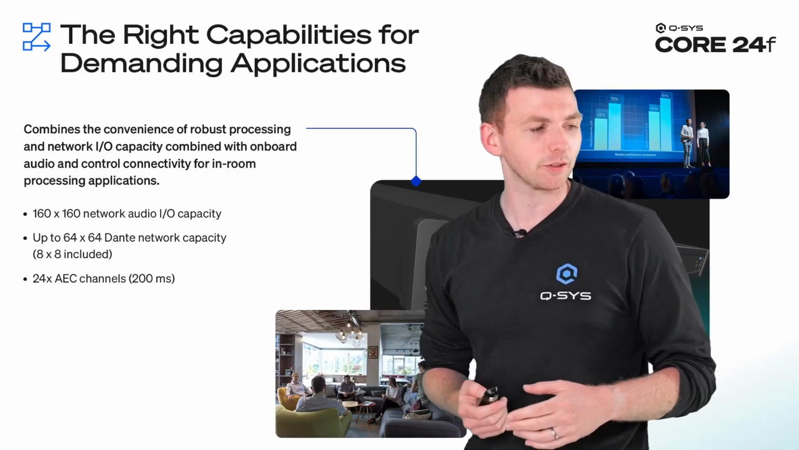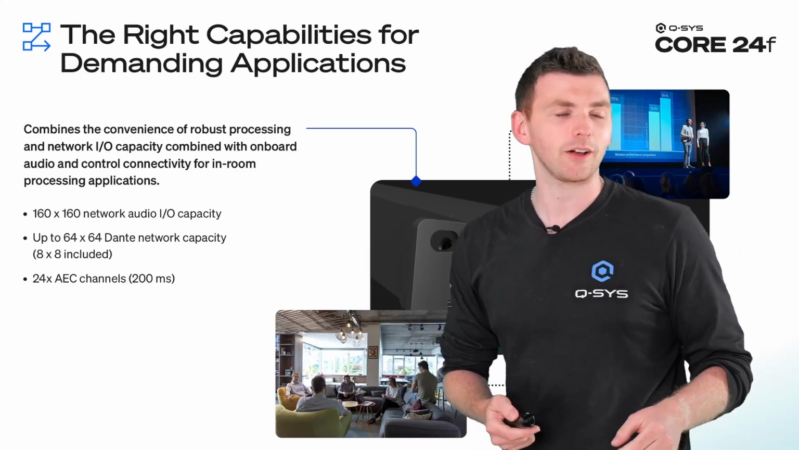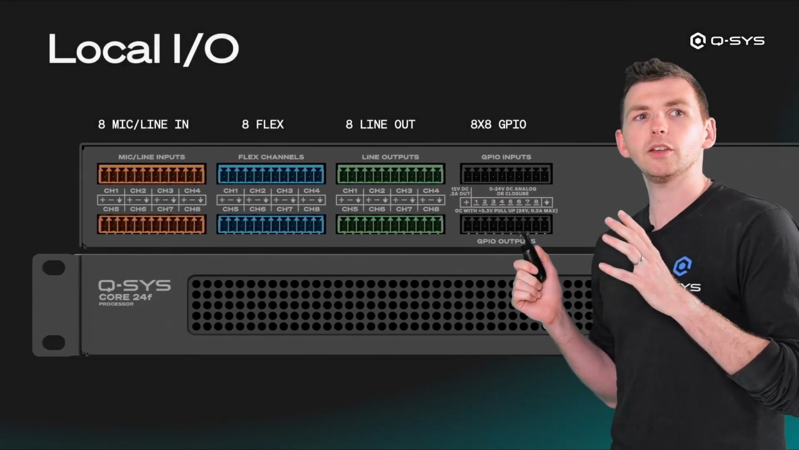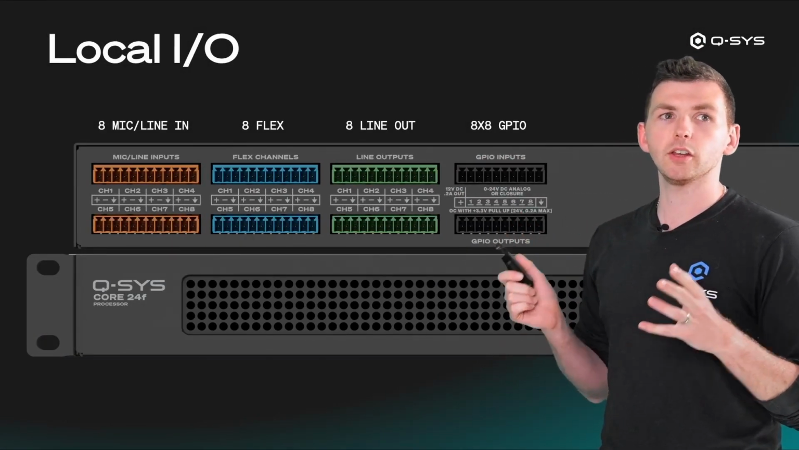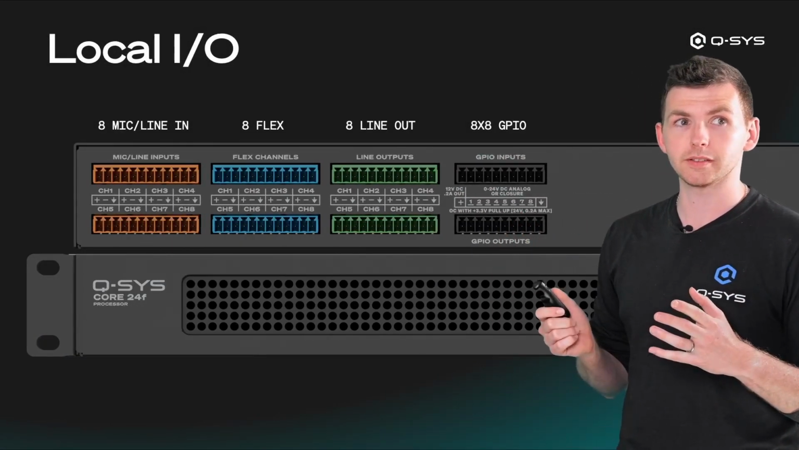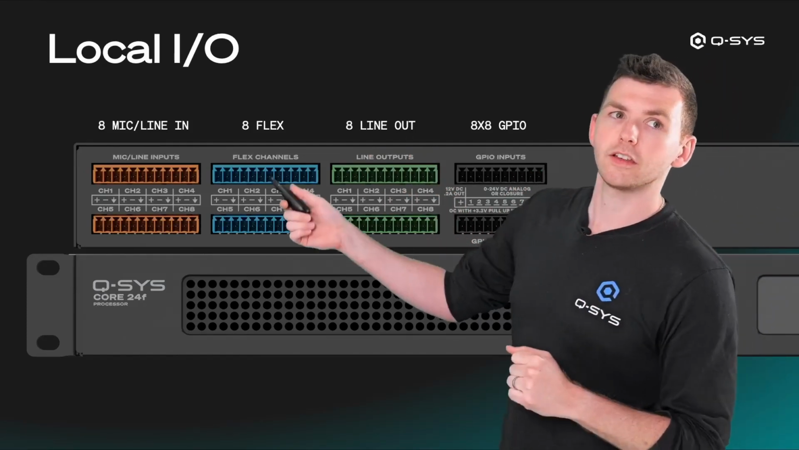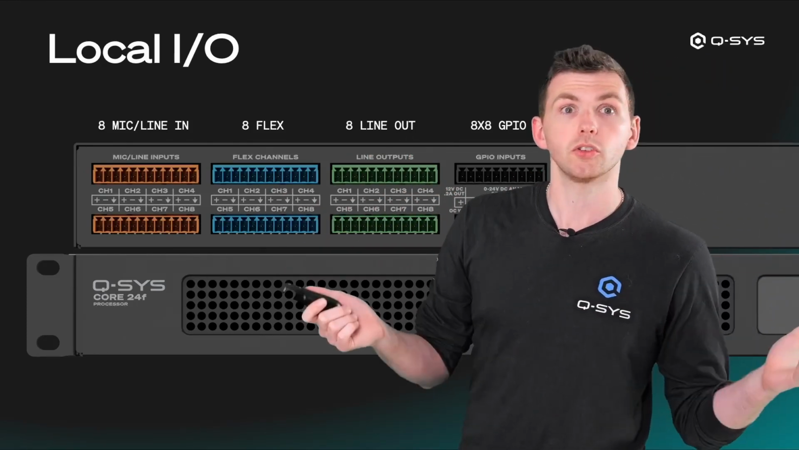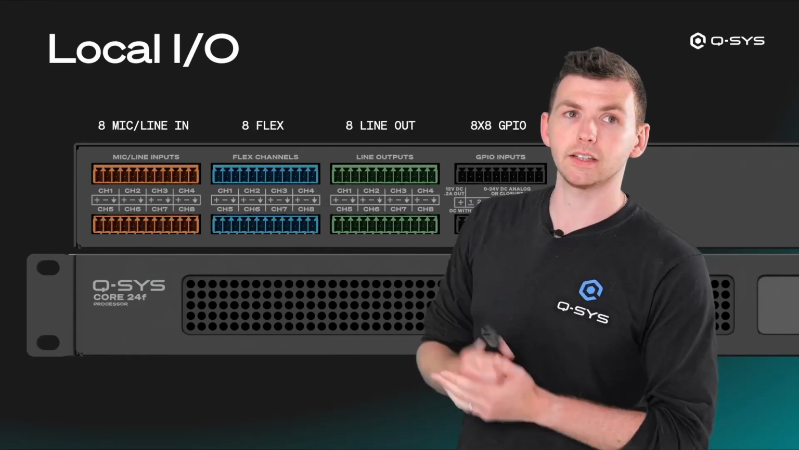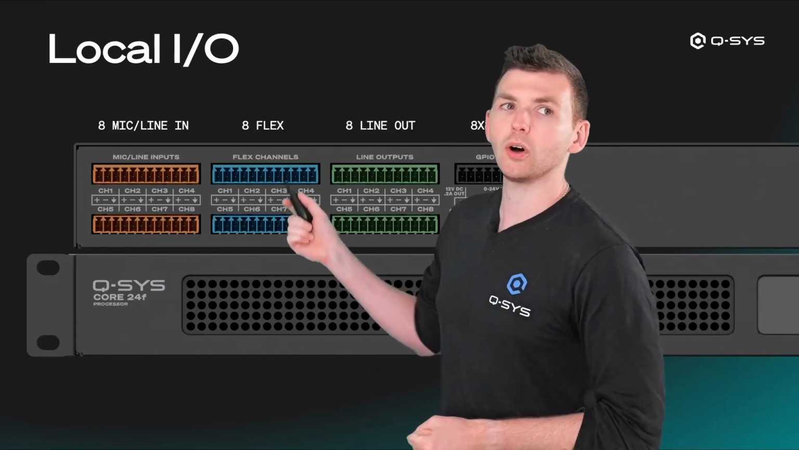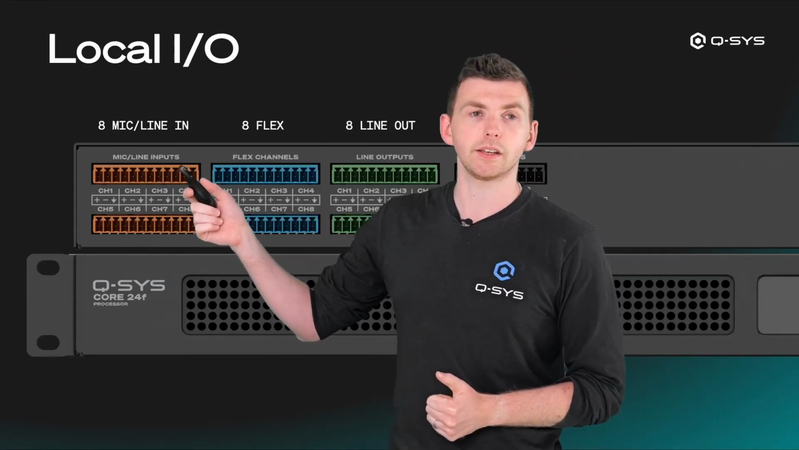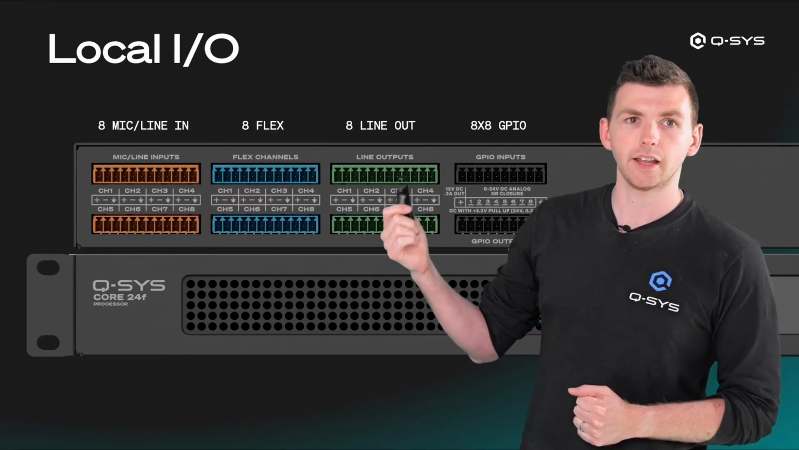Now, of course, we want to see the back because we're AV people. We don't care about the front of the product. Let's have a look at what's on the back of the Core 24F. Now here you've got a great deal of analog audio flexibility. We've got 8 flex channels, just like the Core 8 Flex. They work in exactly the same way. But in addition, we've got 8 dedicated mic line inputs and 8 dedicated line outputs.